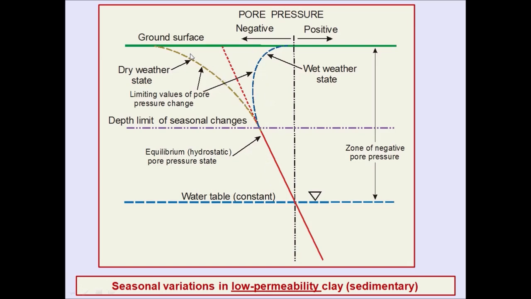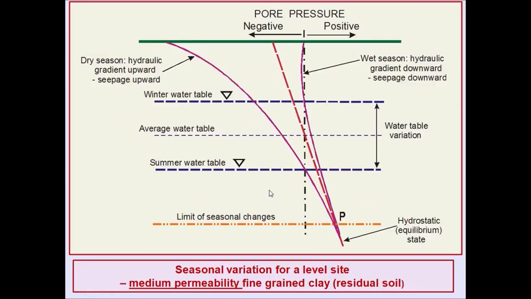In the summer, evaporation at the surface will cause your negative pore pressure to become more negative, and in the wet season or the winter, when you've got a supply of rainfall, this will start to change down here. But there will be a limit. So I've shown here, this is the depth limit of the seasonal changes, whereas your water table down here remains constant. And then for intermediate materials, you've got an intermediate situation.